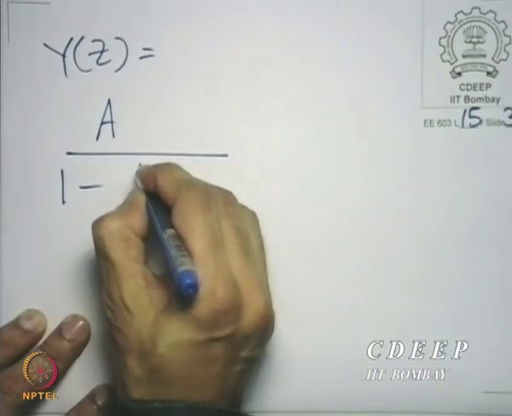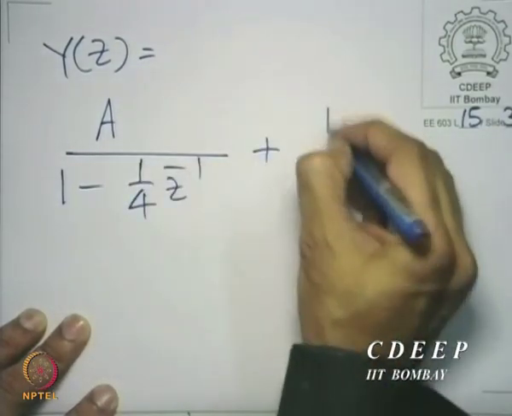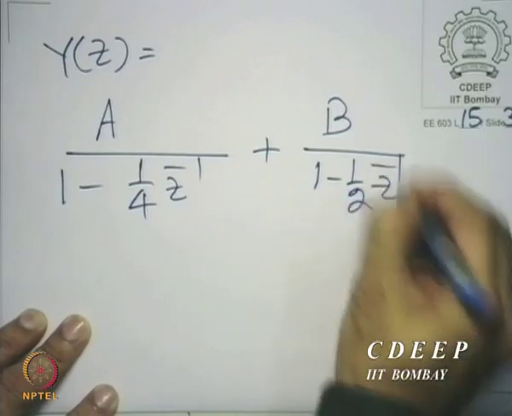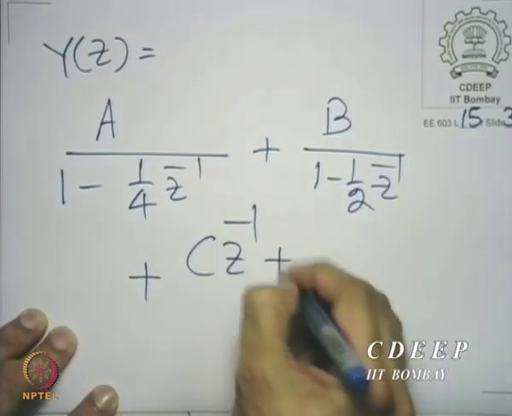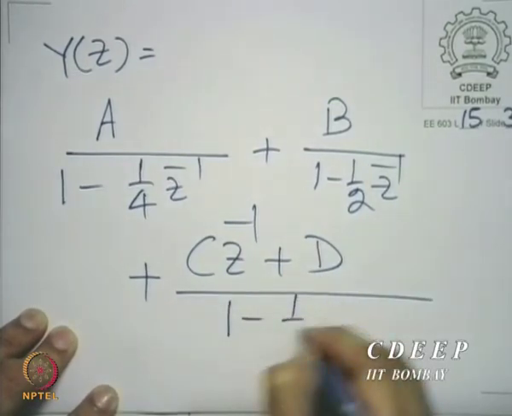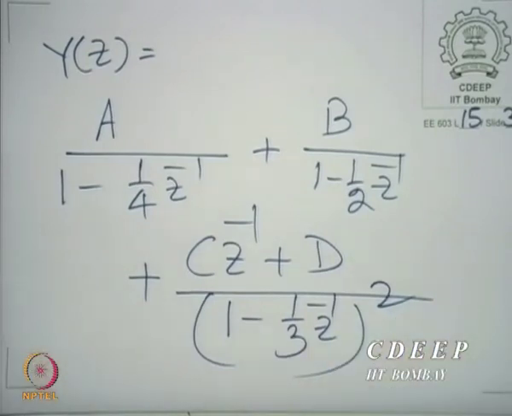So, Y(z) can be decomposed in the form A by (1 minus 1/4 z inverse) plus B by (1 minus 1/2 z inverse). Now, please note, plus (C z inverse plus D) divided by (1 minus 1/3 z inverse) the whole squared. And you know how to invert each of these terms. But what is to be noted here is that by virtue of the input and the impulse response coming together, or by virtue of the input being applied to the system, even though the input and the impulse response have simple poles at z equal to 1/3, the output has a double pole.